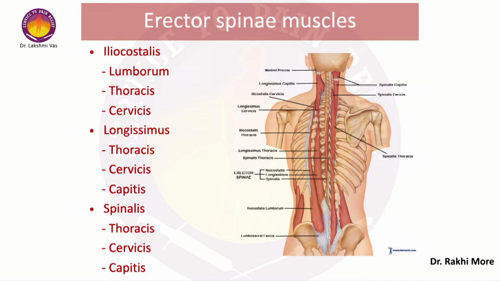The median group, that is the longissimus, is divisible into thoracis, cervicis, and capitis. So there are again three parts of this layer, the majority of which is in the thoracic region, then the cervical region, and the head region. The spinalis again is divisible into three parts, that is the thoracis, cervicis, and capitis. So it is majorly covering the upper part of the back, the neck, and the head region.